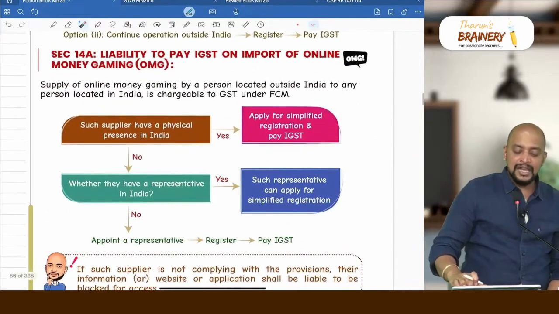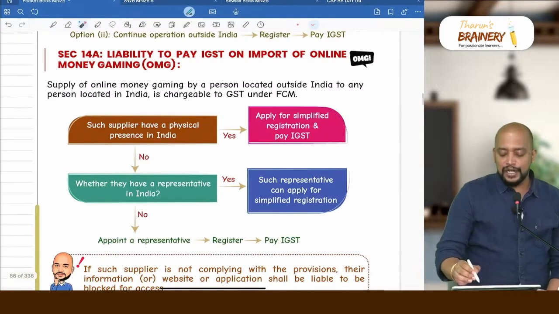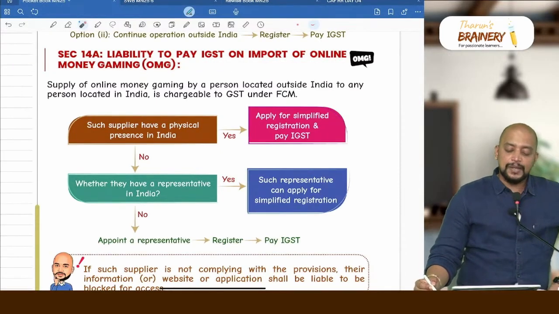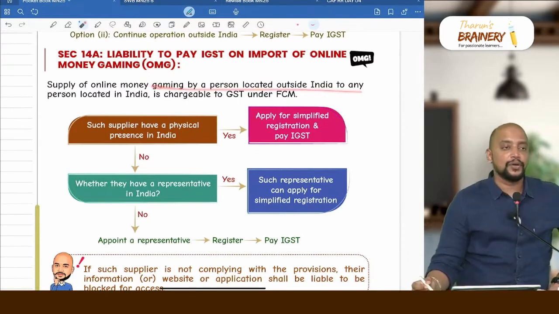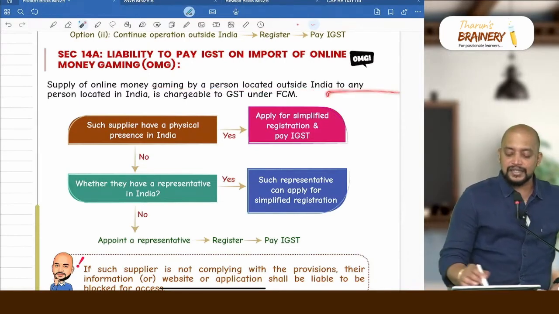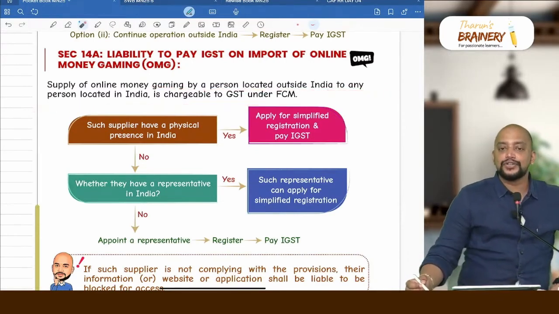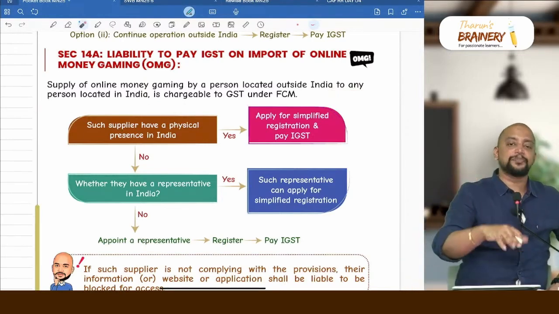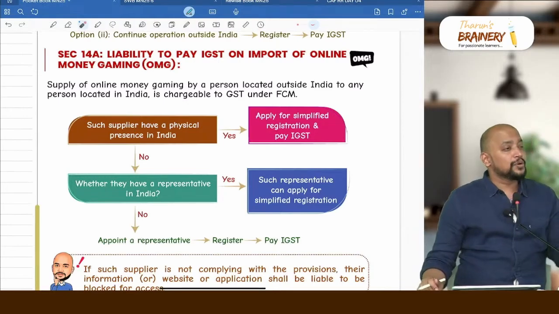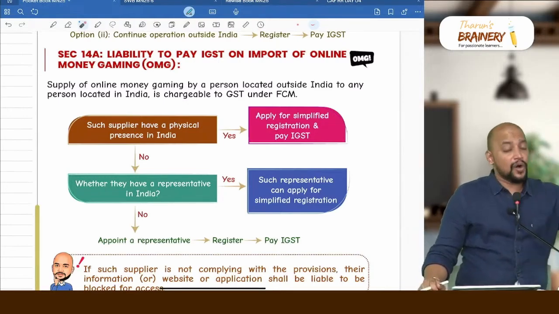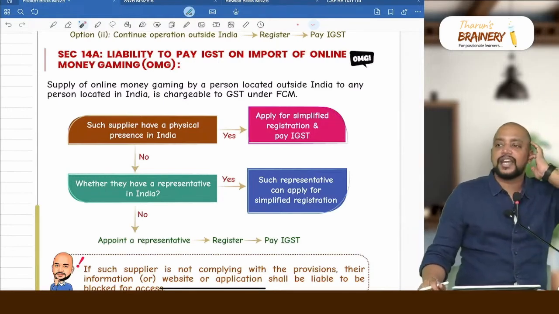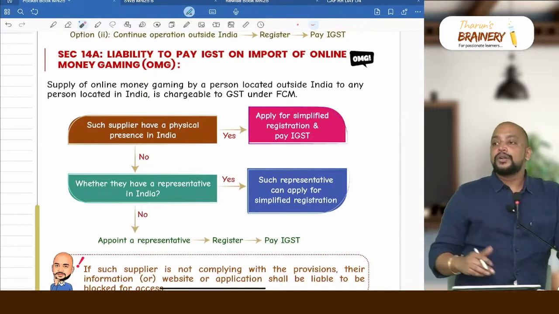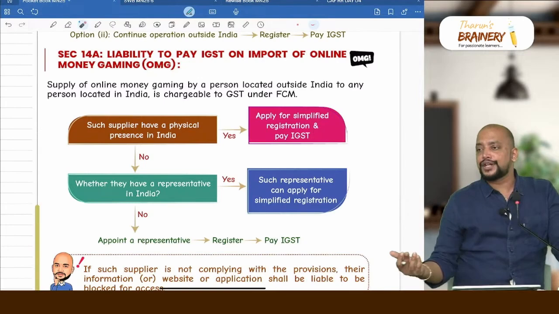Then next one, section 14A, liability to pay IGST on import of online money gaming. So supply of online money gaming by a person located outside India to any person located in India is chargeable to GST under FCM. So any person, not necessarily a registered person, unregistered person, on import of online money gaming, always the supplier outside India, the game developer or the gaming company outside India only will pay GST. Now, should they register and pay? Of course they need to register and pay.